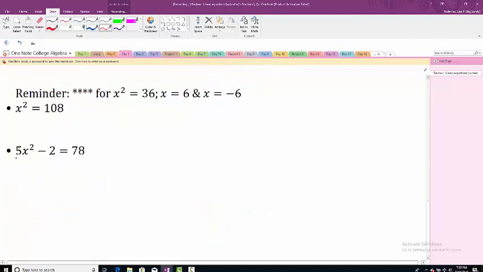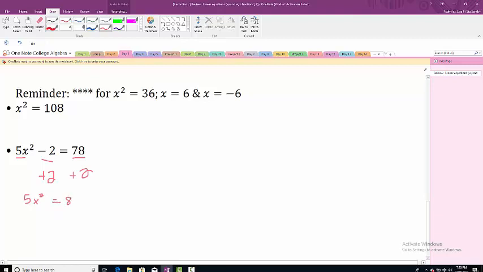Next, we're going to add a little bit more to this concept. We got 5x squared minus 2x equals 78. So yes, x is squared, but at first, since there's only one x term, at first we can treat this like it is an x term, and then in the end we'll switch it up to being x squared. So we're going to add 2 to both sides, just like we would if it were just 5x minus 2 equals 78. And that gives us 5x squared equals 80.